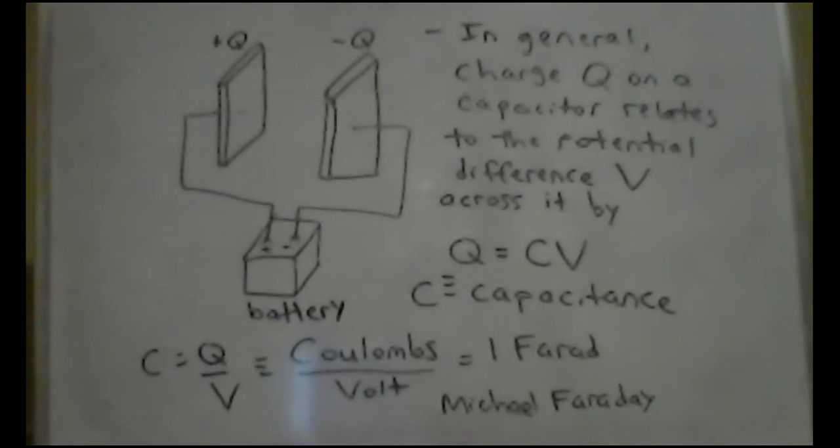A farad is actually a very large unit of capacitance. We will generally use what are called microfarads or nanofarads. So we generally don't use a farad. A farad would be a very, very large capacitance. Even though 1 farad doesn't seem like much, it actually is a very large capacitance.